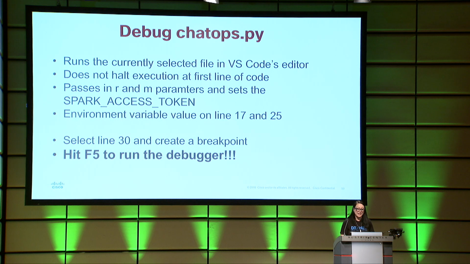So the highlights of the VS Code launch config file: it runs the currently selected file in VS Code's editor. It does not halt execution at the first line of code. It automatically passes in the R and M commands, and it also sets the Spark access token and the environment variables on line 17 to 25. And then you have to hit F5 to run the debugger.